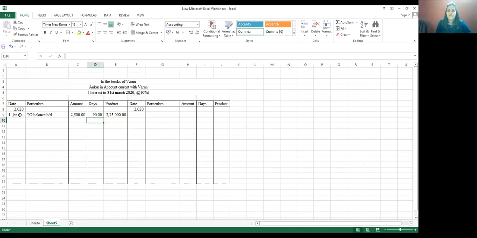Okay. Next, on 11th Jan, you're making sales. So sales account will be credited and this account will be debited to sales. So the amount is 3000. So 11th Jan to 31st March, it becomes 79 days.